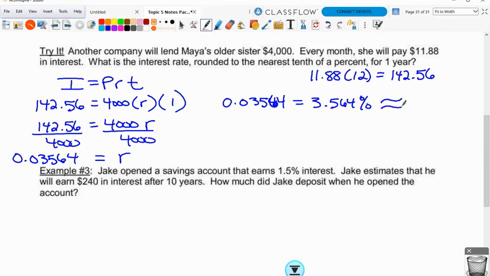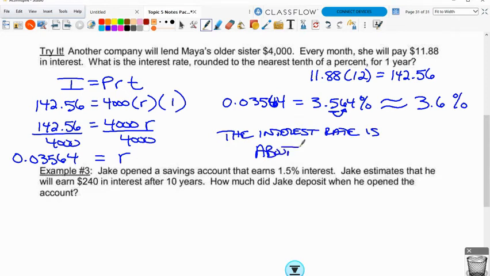So we're going to say that this is approximately, it looks like 3 and 5 tenths, but that 6 right there is enough to round us up to about 3 and 6 tenths percent. And so that's exactly what we will write. The interest rate is about, because we rounded, about 3 and 6 tenths percent.